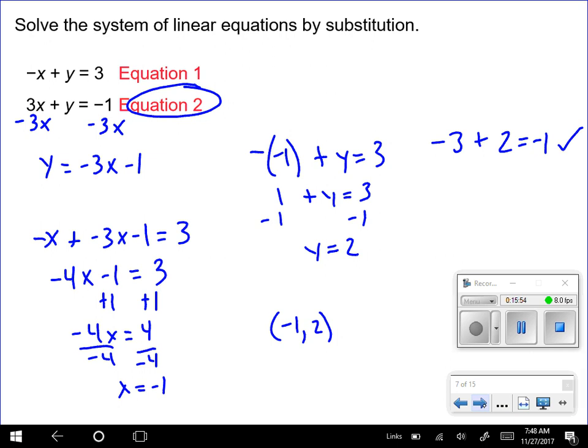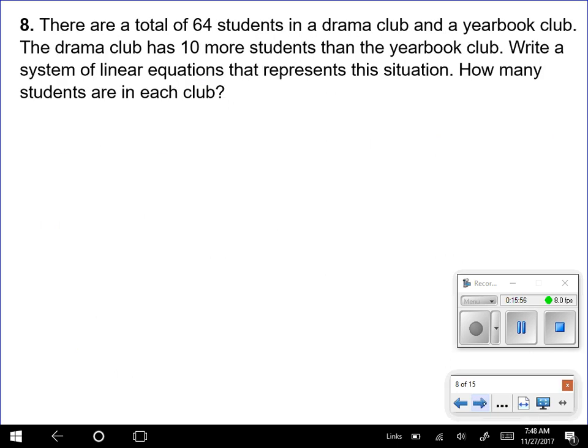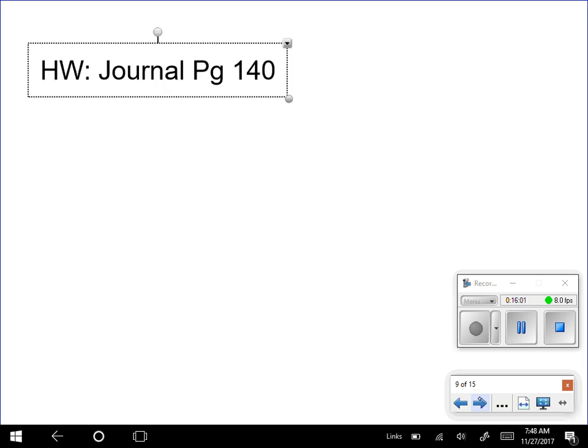Tomorrow we'll look at some story problems with that. We don't have quite enough time for the video today. It just gets too long. So your homework is in your journal, page 140. It's just those types of substitution problems. If you have questions, make sure you ask.